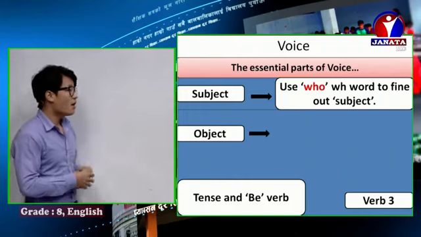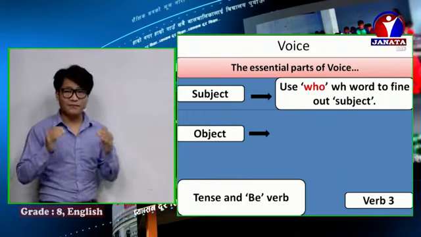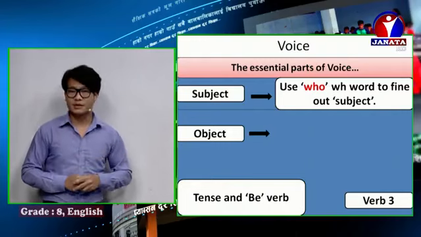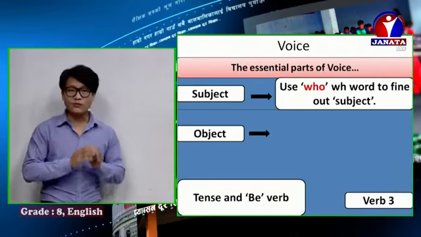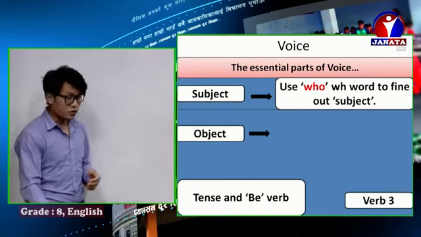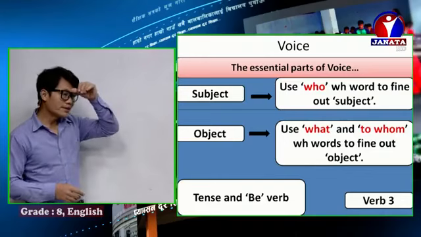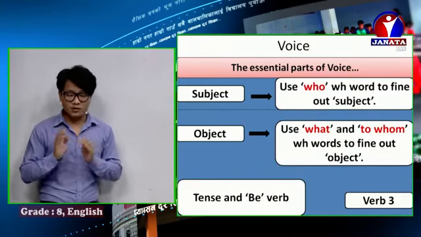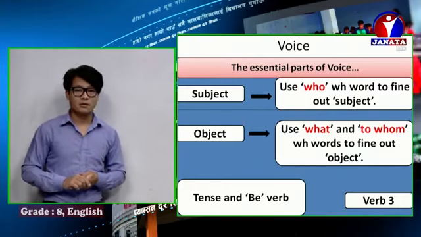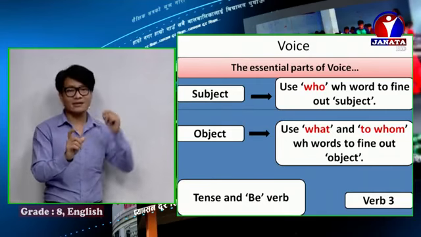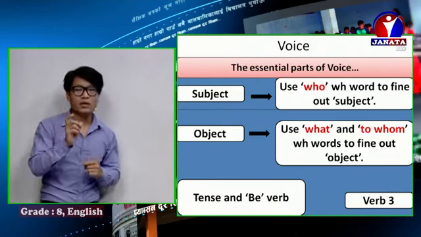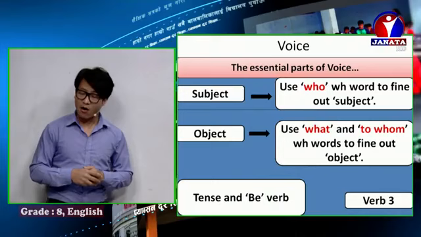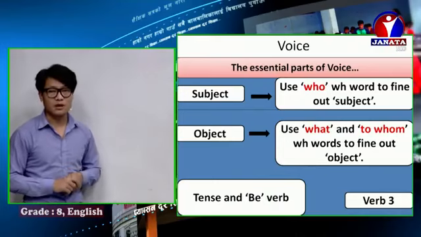Okay. Next is object. I have told you that sometimes one sentence contains two objects. So in such a case, how to find out the object? So let me show you the WH words. Use what and to whom. WH words to find out the object. You can use what. If you don't get the answer, then use to whom. Then you can find the answer. You can find the object. Okay. So I will show you how to use these words also.